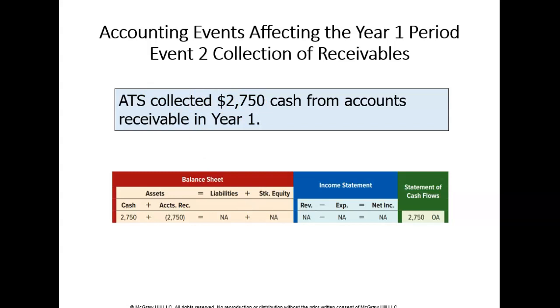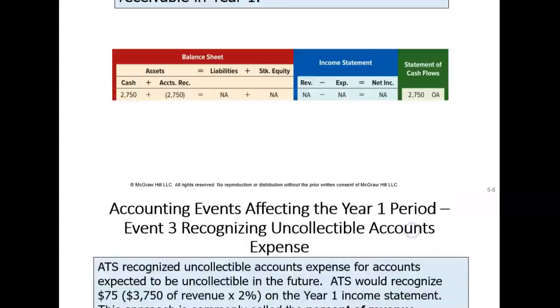All right. Next, we collected in cash from those clients $2,750. Remember, they owed us $3,750. So when the cash is collected, your cash account increased by $2,750, and the accounts receivable account, because they paid us, decreased by $2,750. That transaction doesn't impact the income statement, but on your statement of cash flows, we have an increase in cash as an operating activity in the amount of $2,750.